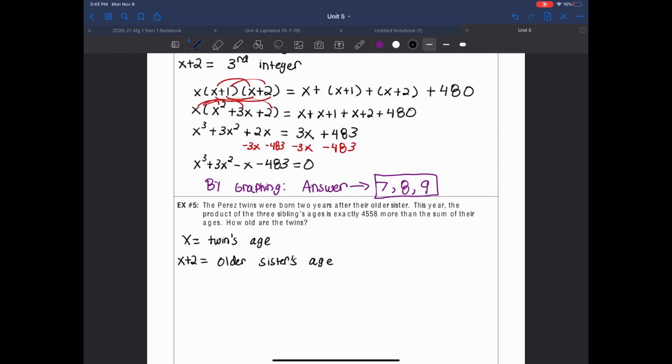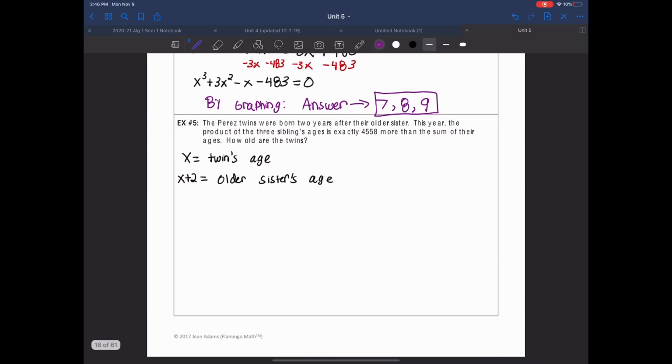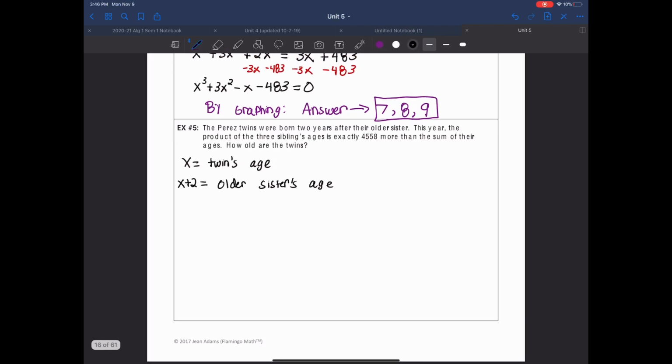So now that I've defined my variables, I'm going to go ahead and set up an equation that represents the scenario. So this year, the product of the 3 siblings' ages is exactly 4,558 more than the sum of their ages. Now, if I'm taking the product of their ages, well, I know that they're twins, so they have the same age. So child 1 is x. Child 2 is the twin, so I'm multiplying it by x again because the twins have the same age. And then I'm multiplying that by the older sister's age, which is x plus 2. That's the product of all 3 children's ages. And that is equal to the sum of all of their ages plus 4,558.